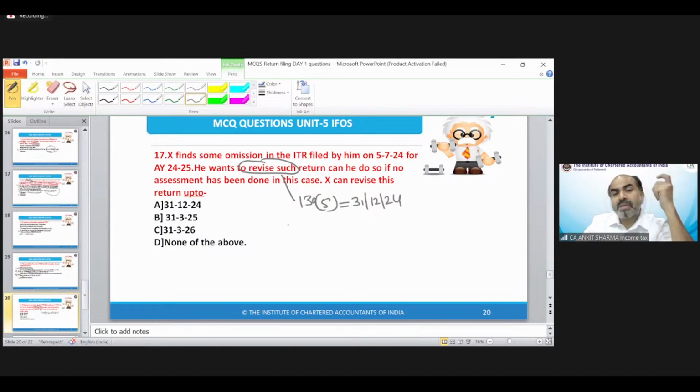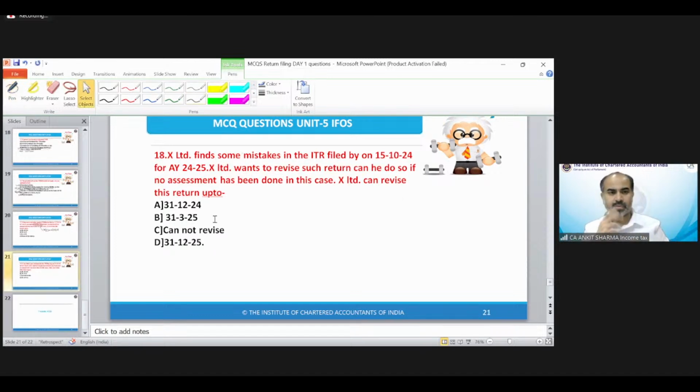Updated return should be the word. If the question was regarding when an updated return can be filed, then you can opt for option C. Otherwise, you cannot opt for option number C. It would be an incorrect answer. Clear? Okay.